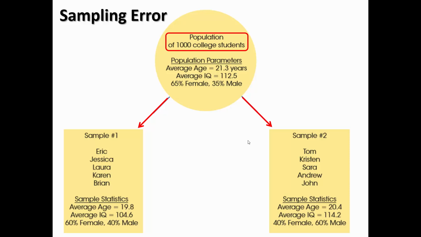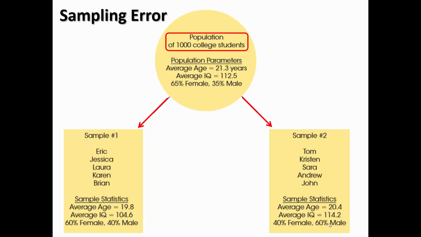And we take a second sample of that 1,000, and here we have a sample size of 5, but the sample consists of different elements, different individuals from that population. When we calculate the average age, we get 20.4. The average IQ is 114.2, and this sample was made up of 40% females and 60% males.